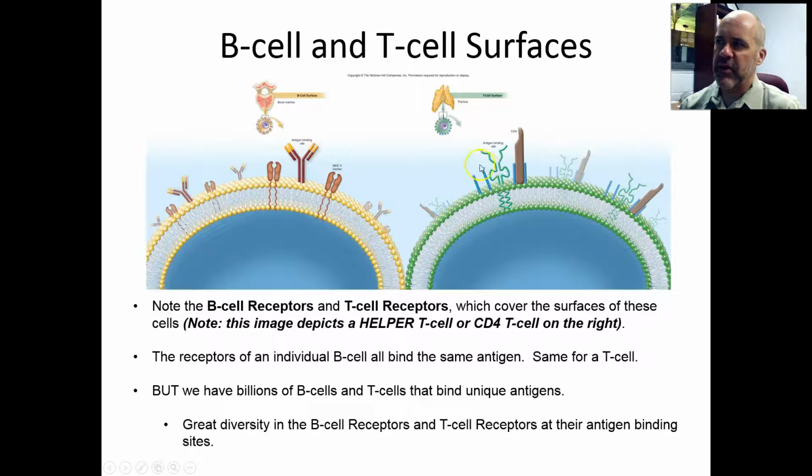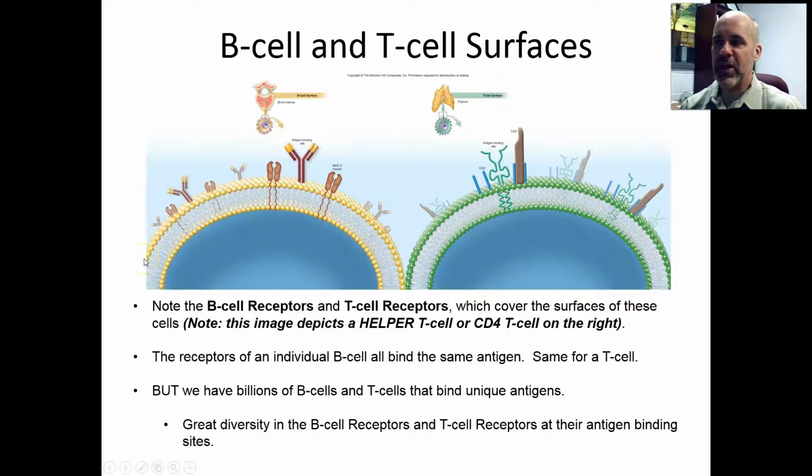Now your textbook is showing a CD3, these little blue spikes. That's another kind of protein on the surfaces of T cells, and don't worry about that. That's getting into more detail than we need to cover for an introductory microbiology class.